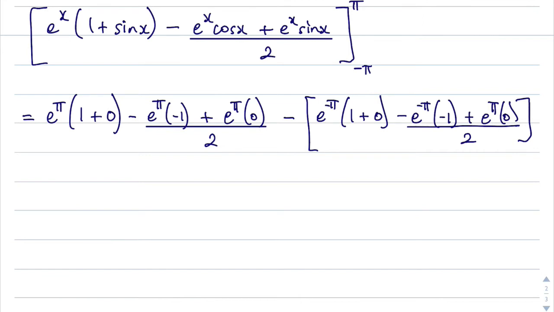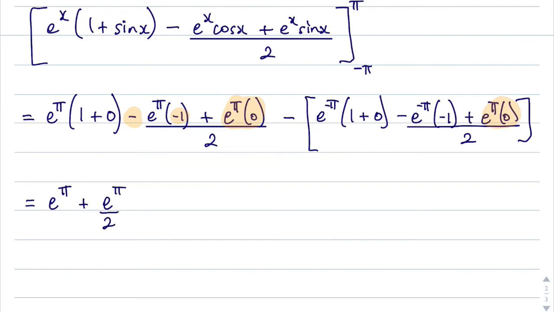So we can see a lot of these terms will actually disappear. For example, this one here, we'll get a 0 from that one. We've also got a 0 from that one. And we can simplify things a little bit. We've got e to the pi multiplied by 1, that's simply e to the pi. We've got two negatives here, the negative here and here, that will give me a positive. So I've got a positive e to the pi over 2.